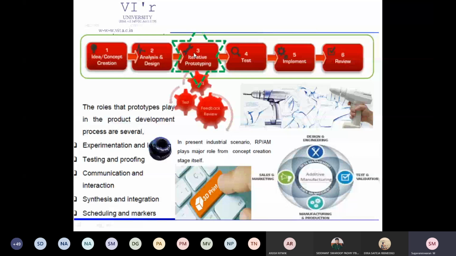Here, my emphasis is only on prototyping. Prototyping is a very critical part in any new product development. If you want to develop a new product, prototyping is part of your activity. So from this slide, you could understand the importance of prototyping. Prototyping is very, very critical for any product development activity, right?